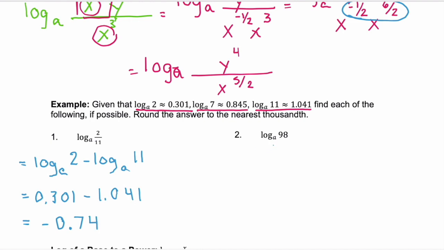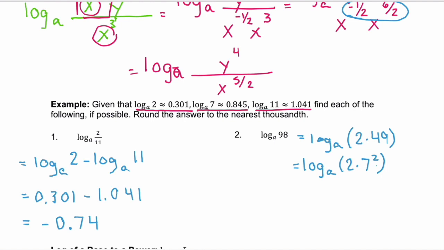What about log a of 98? Well, we need some combination of 2, 7, and 11. Well, I notice that 98 is even. So if I factor out a 2, I'm left with 49. Well, 49 is a perfect square of 7. So we can rewrite this log base a of 2 times 7 squared.